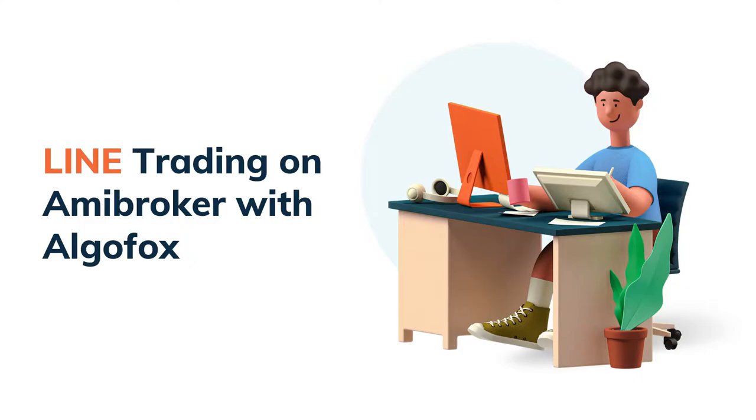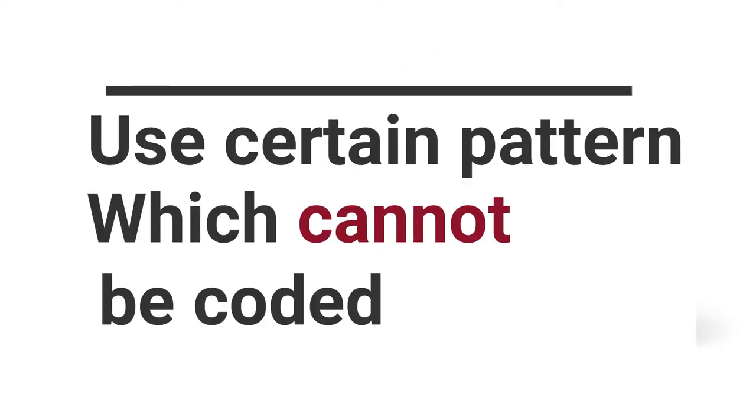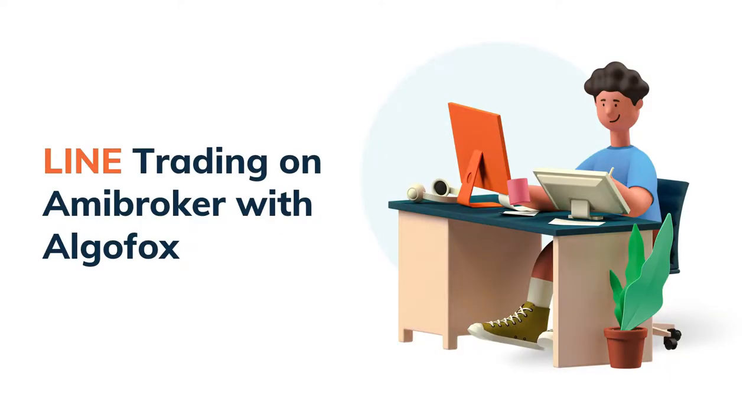In today's video, we are going to talk about line trading. How does it work on AmiBroker and how to automate. Line trading usually works when you want to place trades using a certain pattern which cannot be coded. For example, you see some trends and you want to draw trend lines, and based upon the trend line breakouts, if you wish to automate, then line trading on AmiBroker with AlgoFox can be a solution for you.